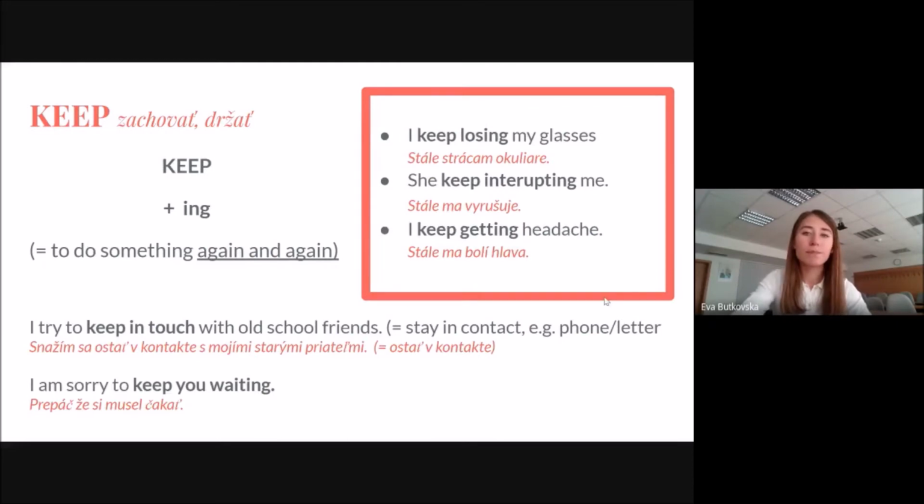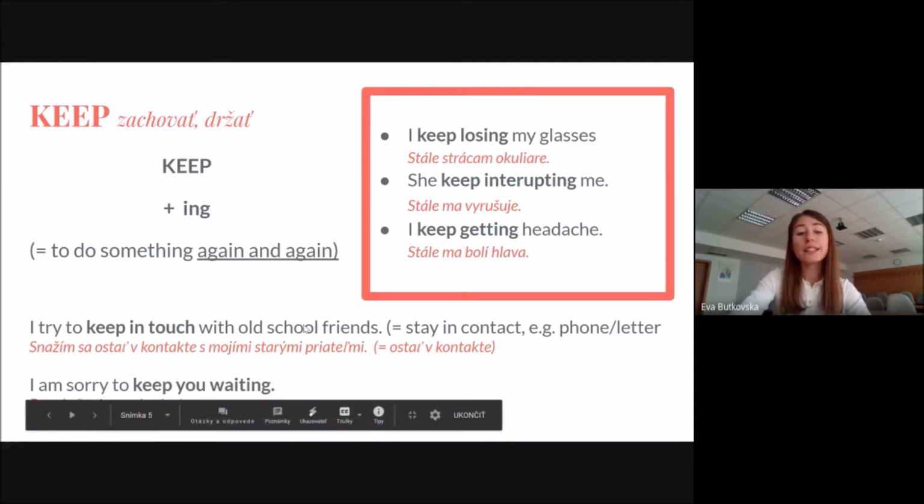Another structure that we can find this verb is keep plus ing. So I keep losing my glasses, or she keeps interrupting me. This means we do something again and again and again. I keep getting a headache. I keep going to the same hairdresser. I keep doing something. So I repeat these actions.